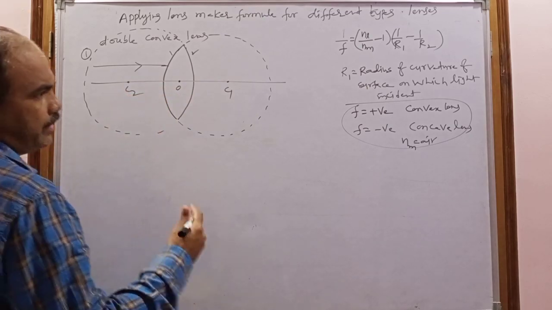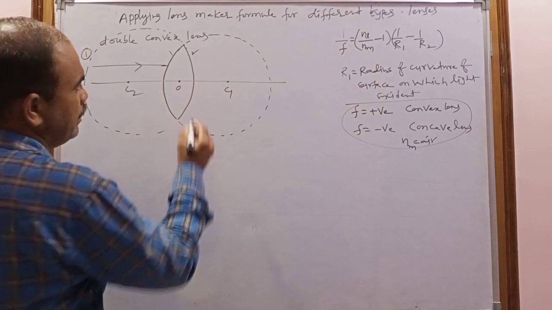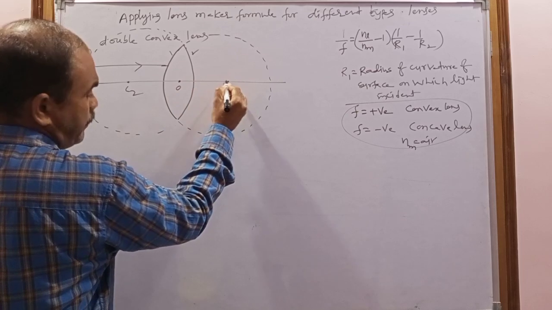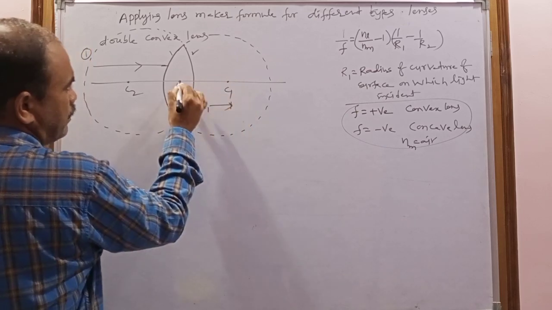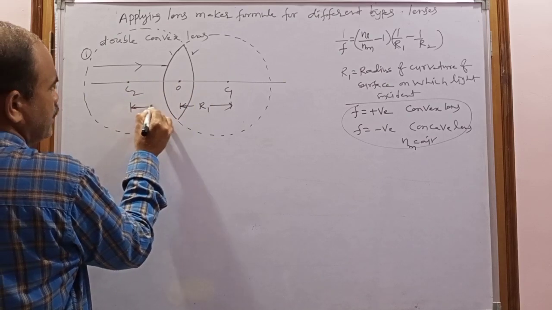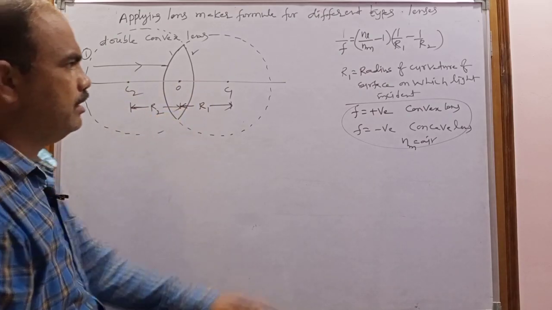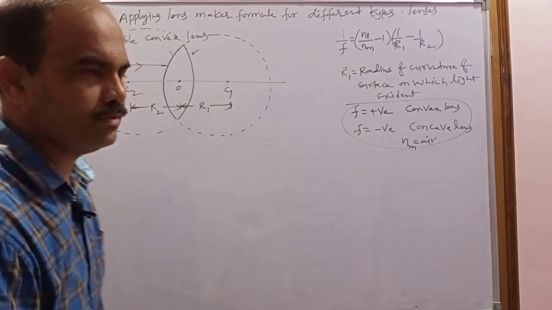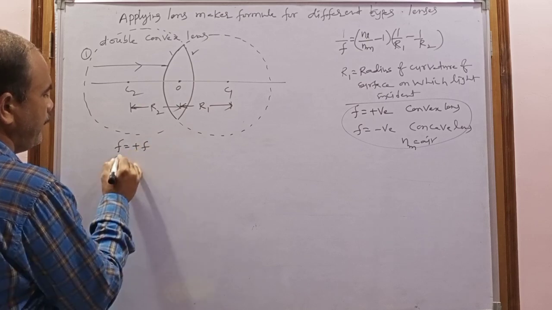Now, you already know the sign convention: all the distances are measured from where? The optic center. That's why the distance from the optic center to C1 will be called R1, and the optic center to C2 will be called R2. And the focal length of a convex lens is positive, so that's why here it is plus f.